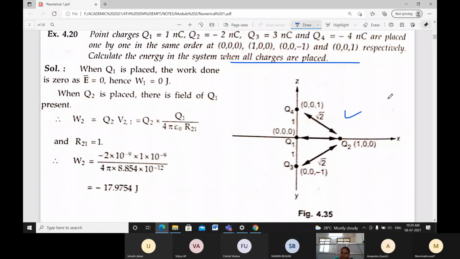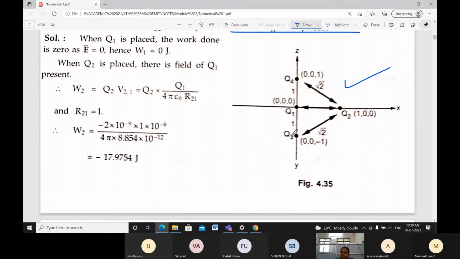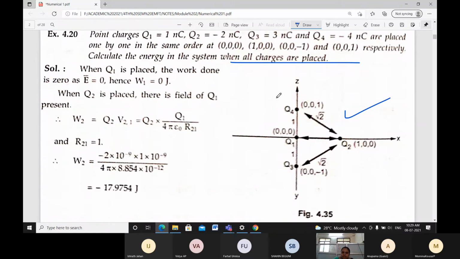The simplified block diagram for this is given as follows, where Q1 is located at the origin, so all coordinates are 0. Then Q2 at 1 0 0, x is at 1, with x, y, z in this direction. Observe here in this direction it is taken, therefore 1 0 0. Then 0 0 minus 1 means Q3 is located at 0 0 minus 1. Then Q4 at 0 0 1 in the z direction. This is the diagram.